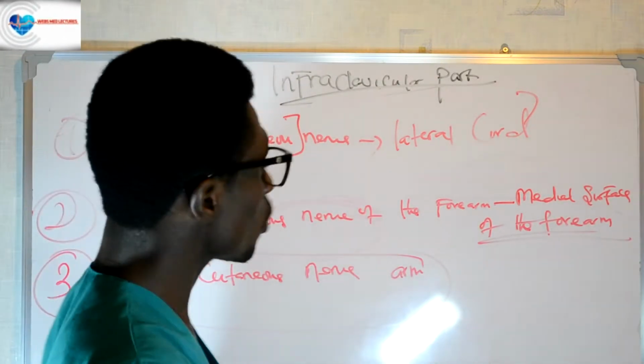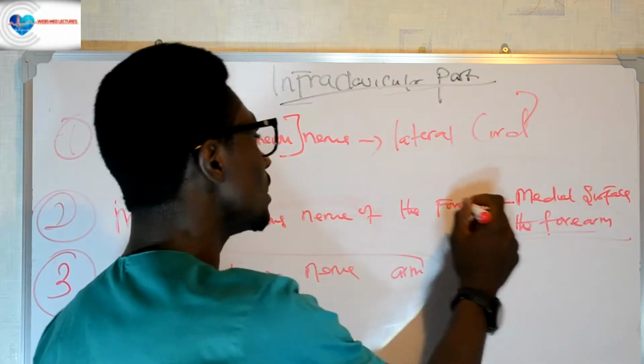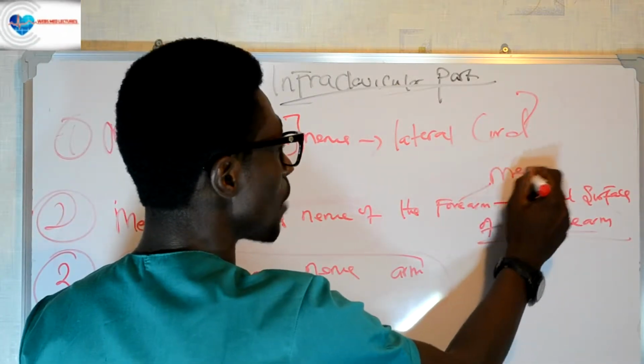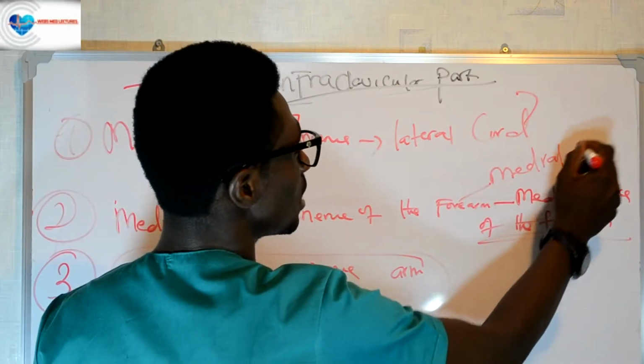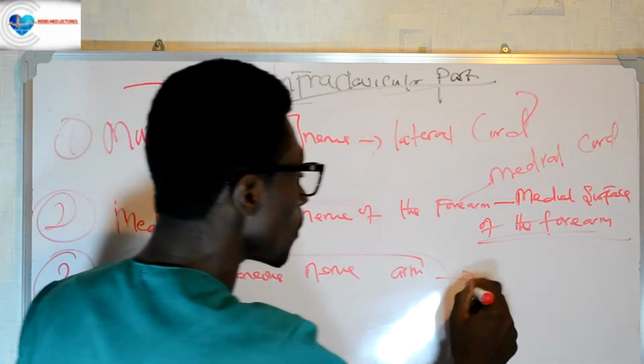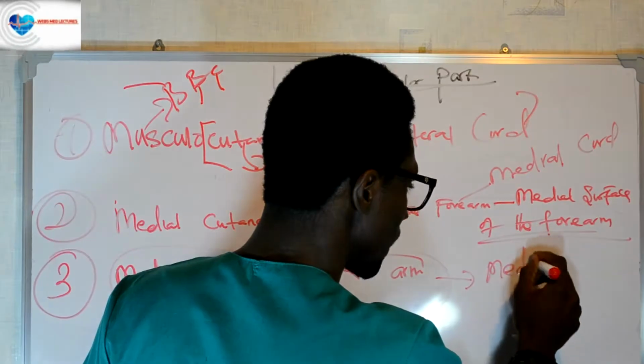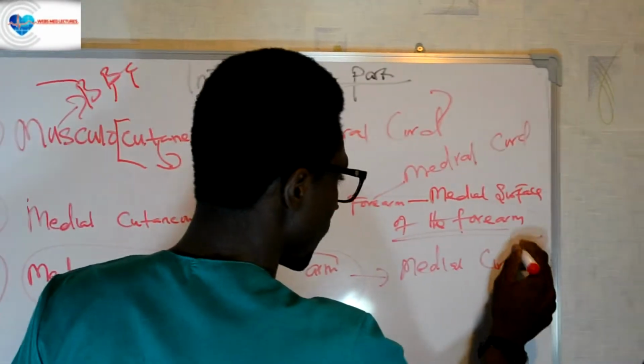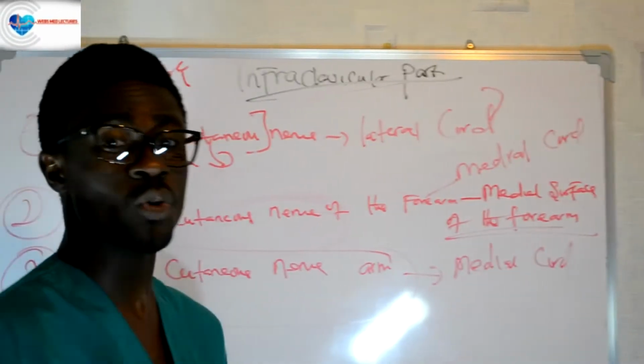This nerve also comes from what? The medial. This guy comes from what? The medial cord, right? Yeah, we said that already. The medial cord. And this brother here, this nerve also comes from what? The medial cord, guys. And it comes from the medial cord.